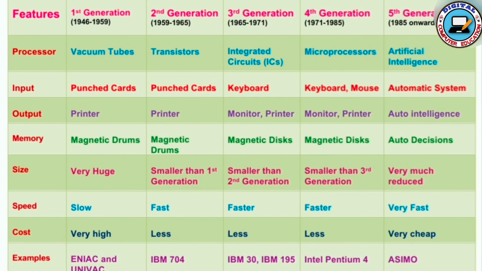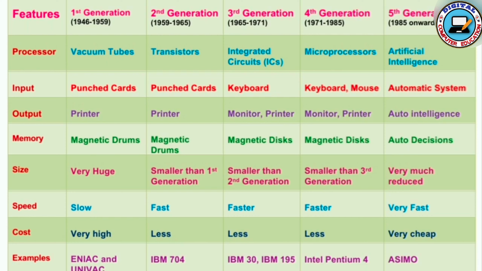Time period of first generation computers 1946 to 1959, time period of second generation computers 1959 to 1965, time period of third generation computers 1965 to 1971, time period of fourth generation computers 1971 to 1985, time period of fifth generation computers 1985 onwards. Next about processor, the first generation computers used vacuum tubes, the second generation computers used transistor, the third generation computers used integrated circuits, the fourth generation computers used microprocessor, the fifth generation computers used artificial intelligence.